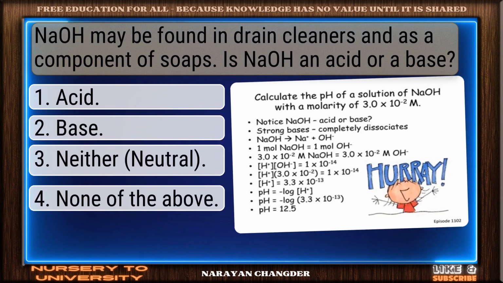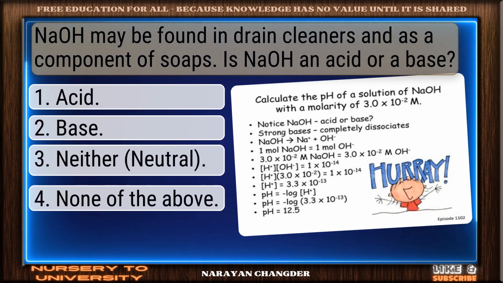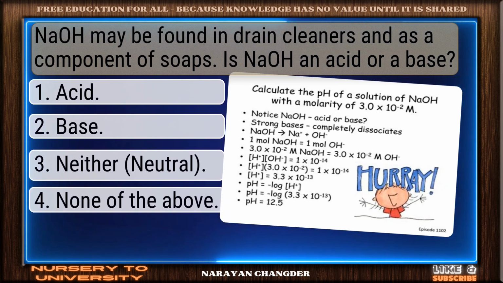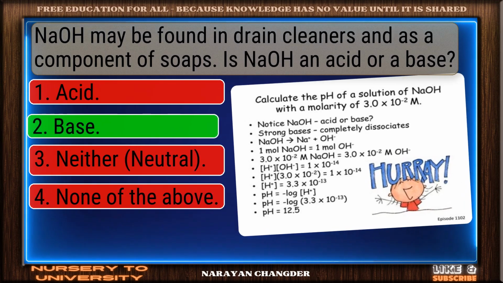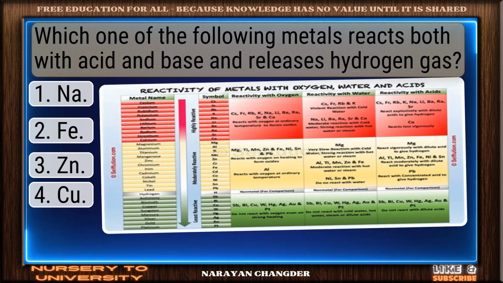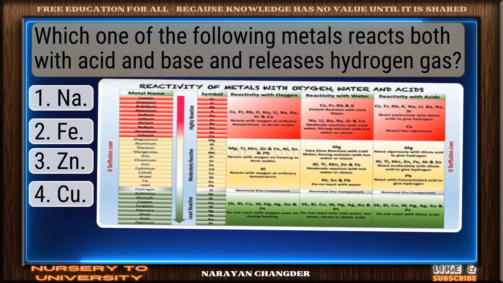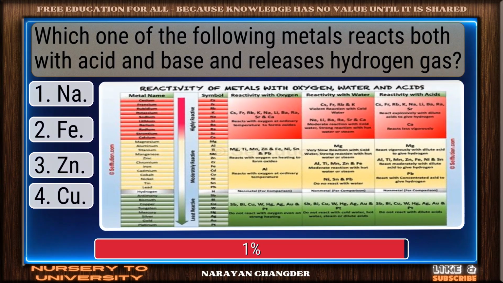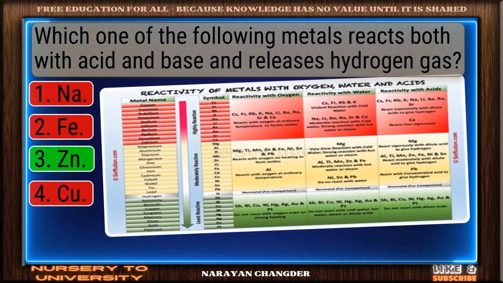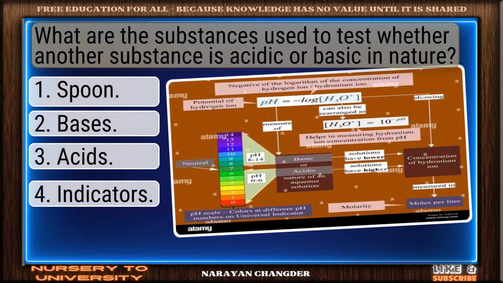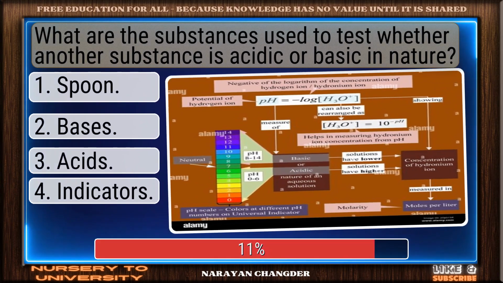NaOH may be found in drain cleaners and as a component of soaps. Is NaOH an acid or a base? Well reasoned. Base is correct. Which one of the following metals reacts both with acid and base and releases hydrogen gas? Exactly. Zinc.